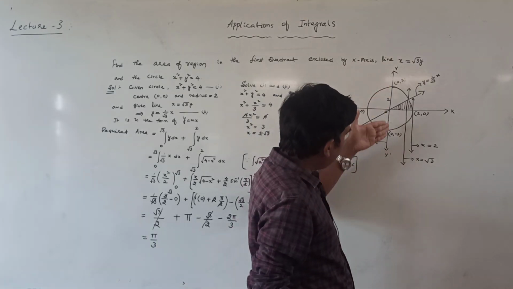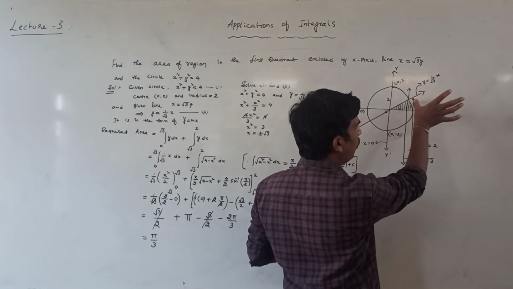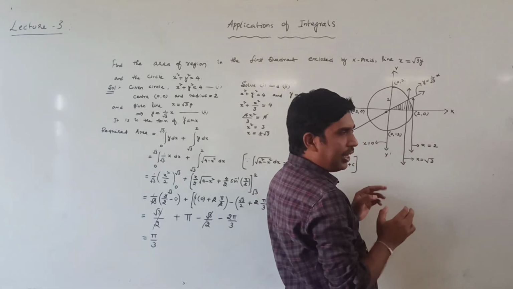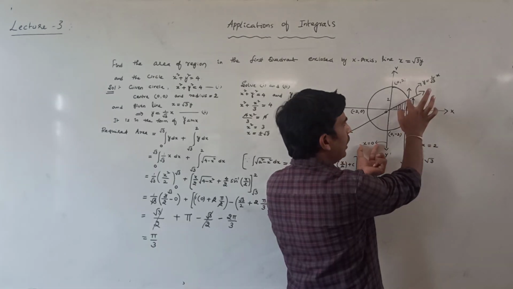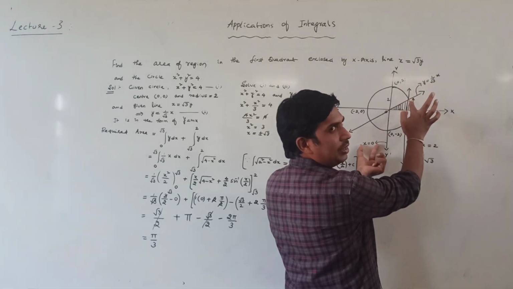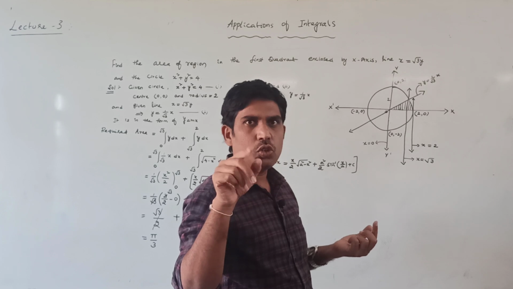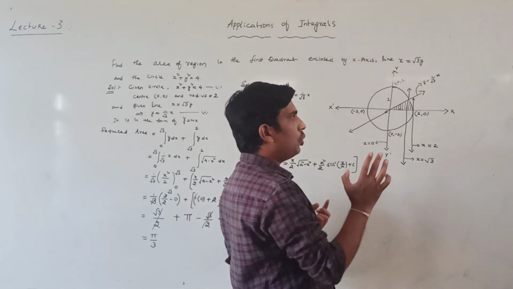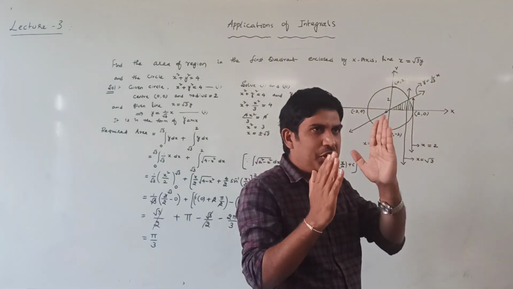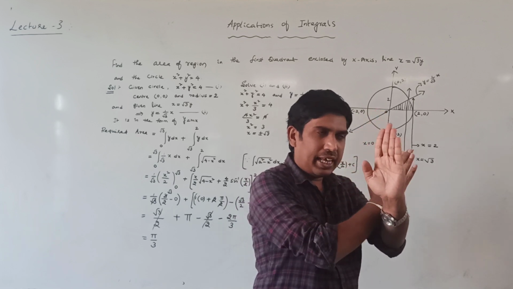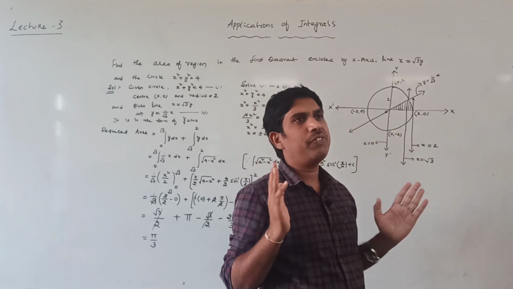This is the y-axis, with equation x equals 0, and at a distance of 2 units radius is the line x equals 2. Between x equals 0 and x equals 2, the line and the curve intersect. So we cannot take 0 to 2 limits directly. We have to divide the area of the region: one area bounded by the line, one area bounded by the curve. The two we have to find separately, individually.